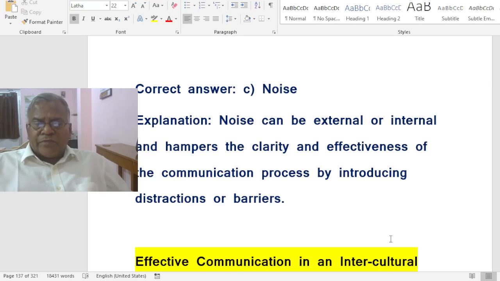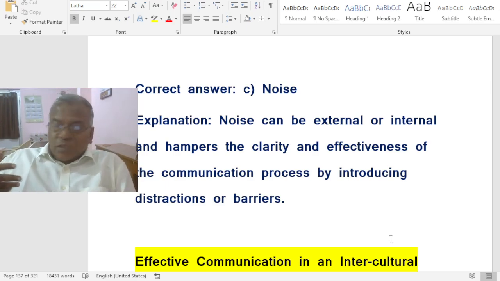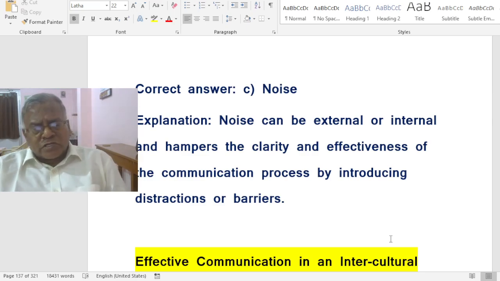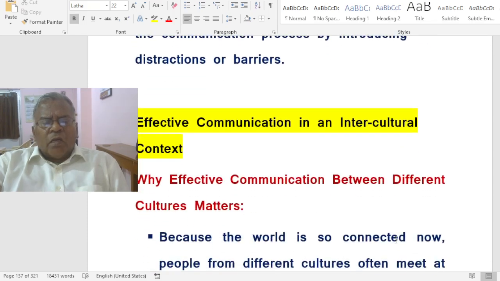So noise can be external, sometimes internal. The person may be having some psychological problems, so he will not be listening to the teacher. He will be worrying about something, daydreaming, all these things. That's the internal problem. So noise can be external or internal and hampers the clarity and effectiveness of the communication process by introducing distractions or barriers.